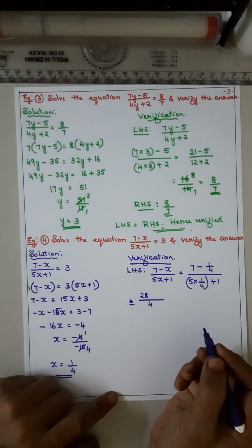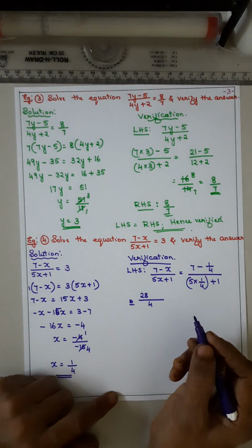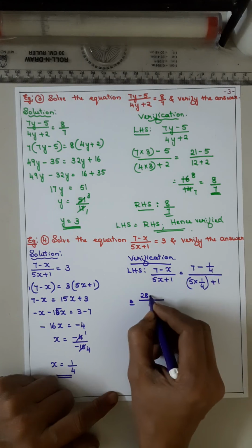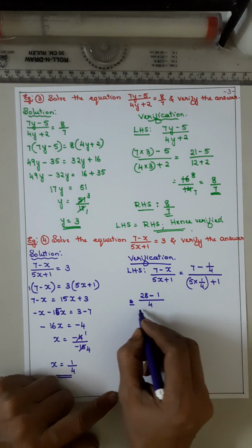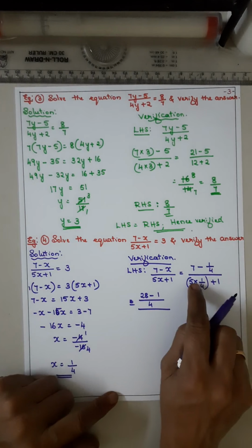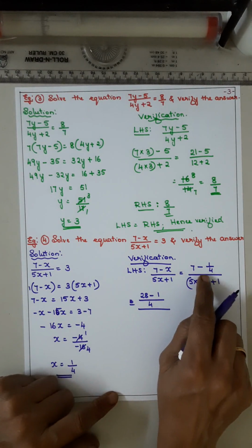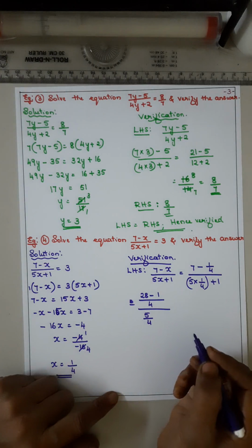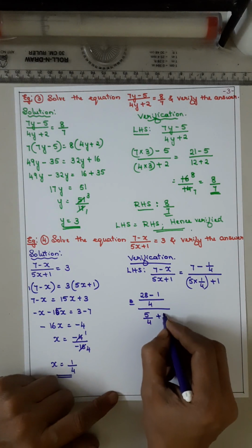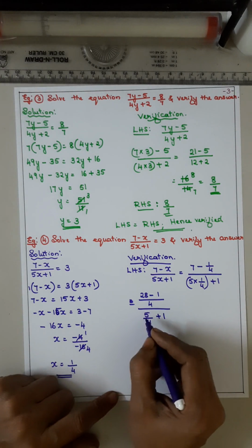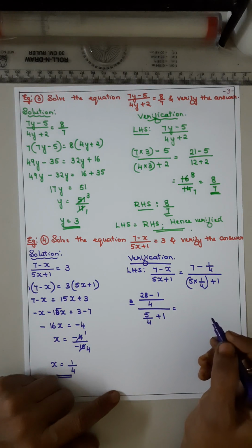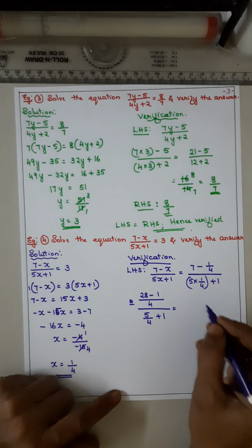Remember how to take the LCM, isn't it? And equivalent fraction, how we have to do. Now minus, this remains 1. In the denominator, there is no cancellation. 5 1s are 5 upon 4 and plus 1. Now here again it is a fraction. Again you have to convert and you have to add.